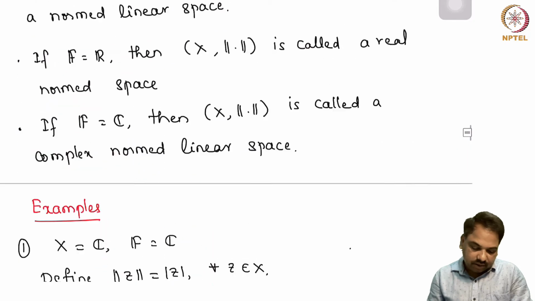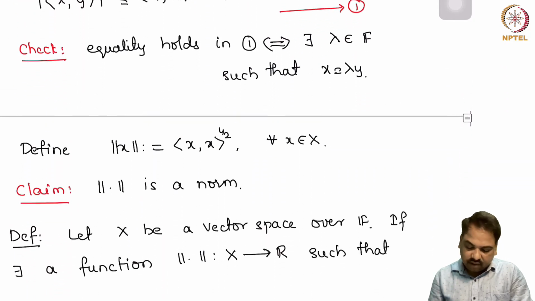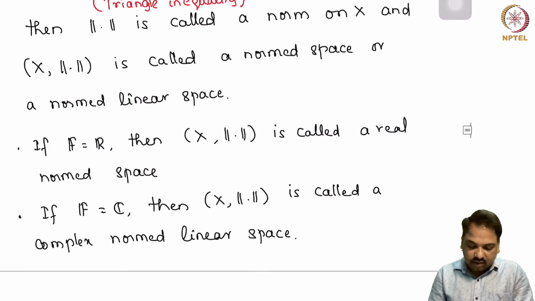Now our aim is to show that we can define a function, a one variable function here, norm x equal to the square root of the inner product of x with x. Though we have not proved that this is a norm, since we are going to prove it very soon, we can call this a norm. So let us look at that part.